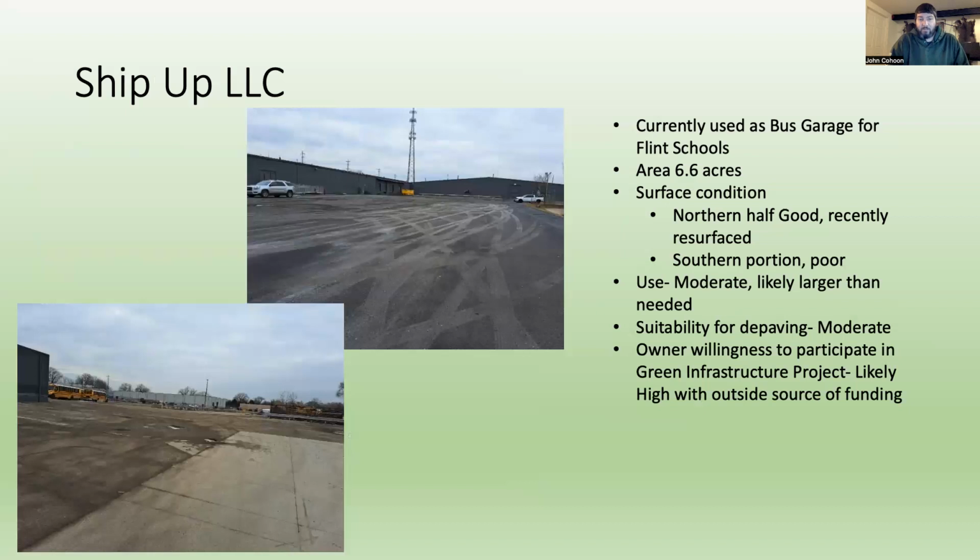The parking area is generally divided into two sections. There's a northern half, and then there's a southern half. The northern portion, on the aerial imagery from the Genesee County GIS website, shows that this parking lot is in very poor shape, but going out and doing field assessments, we discovered that it had very recently been resurfaced, as in within the last few weeks or the last few months.